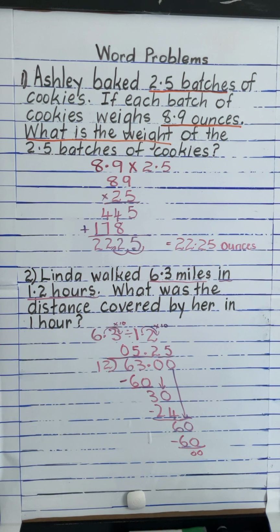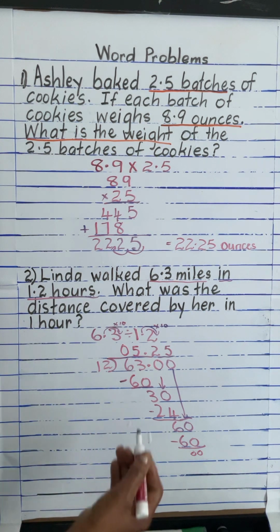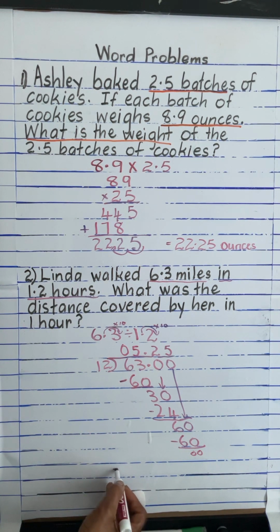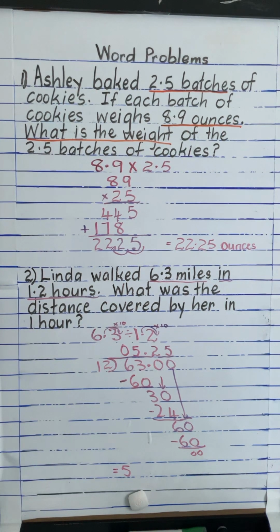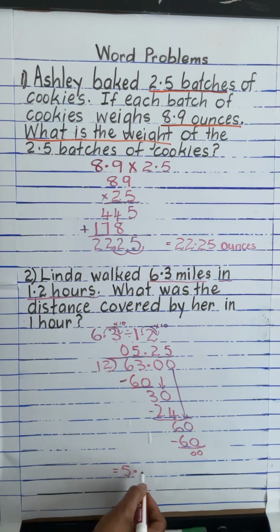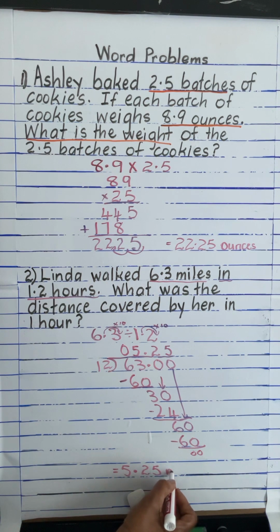So therefore, the distance covered by Linda in 1 hour is 5.25 miles. So that equals 5.25 miles.